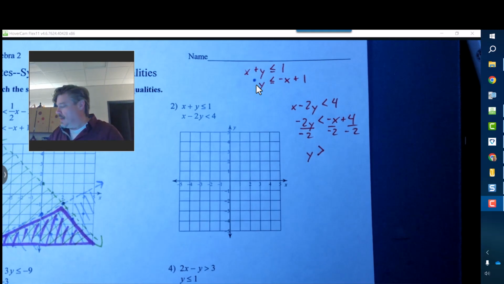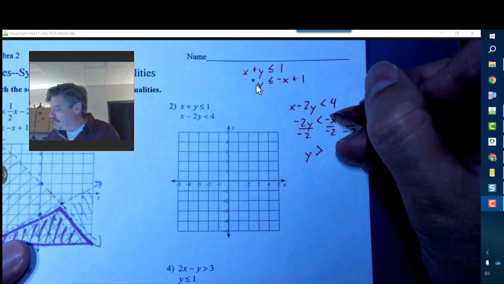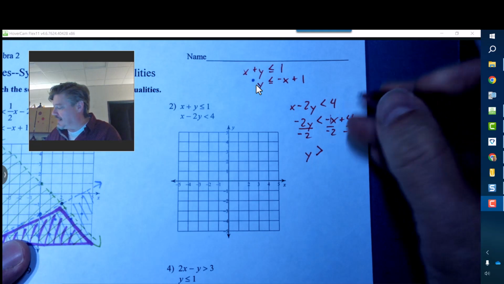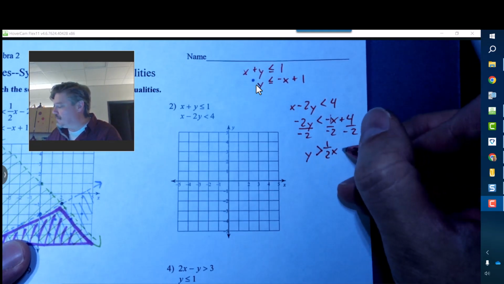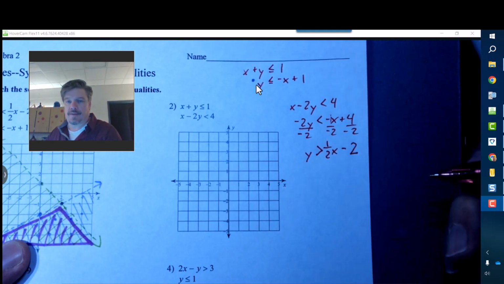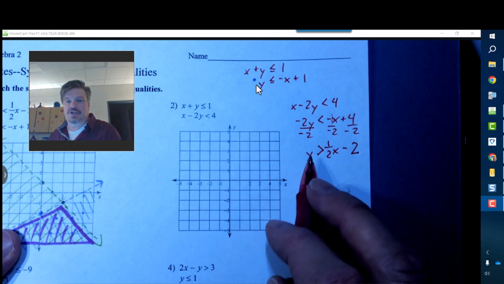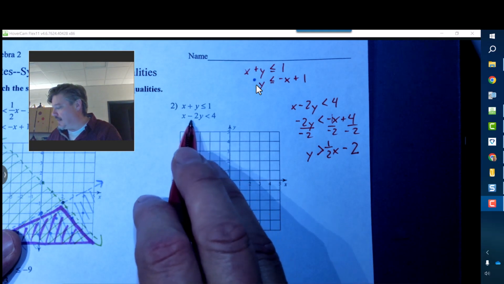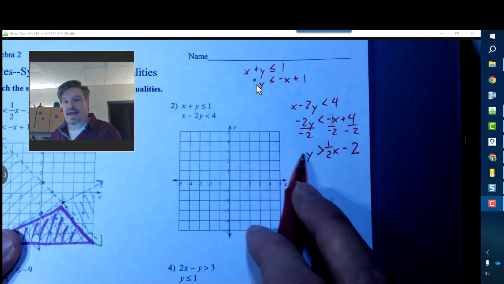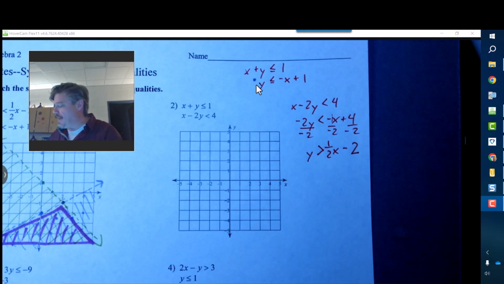All right. So when you flip the orientation, that is a positive 1/2 x, and 4 divided by -2 is -2. Now it is ready to graph, but notice that I did change the orientation. It looked like less than over here, but because of the division by -2, I had to reorient myself and divide by a negative number, which flipped my orientation. So now I'm greater than. All right, so let's go ahead and do this.